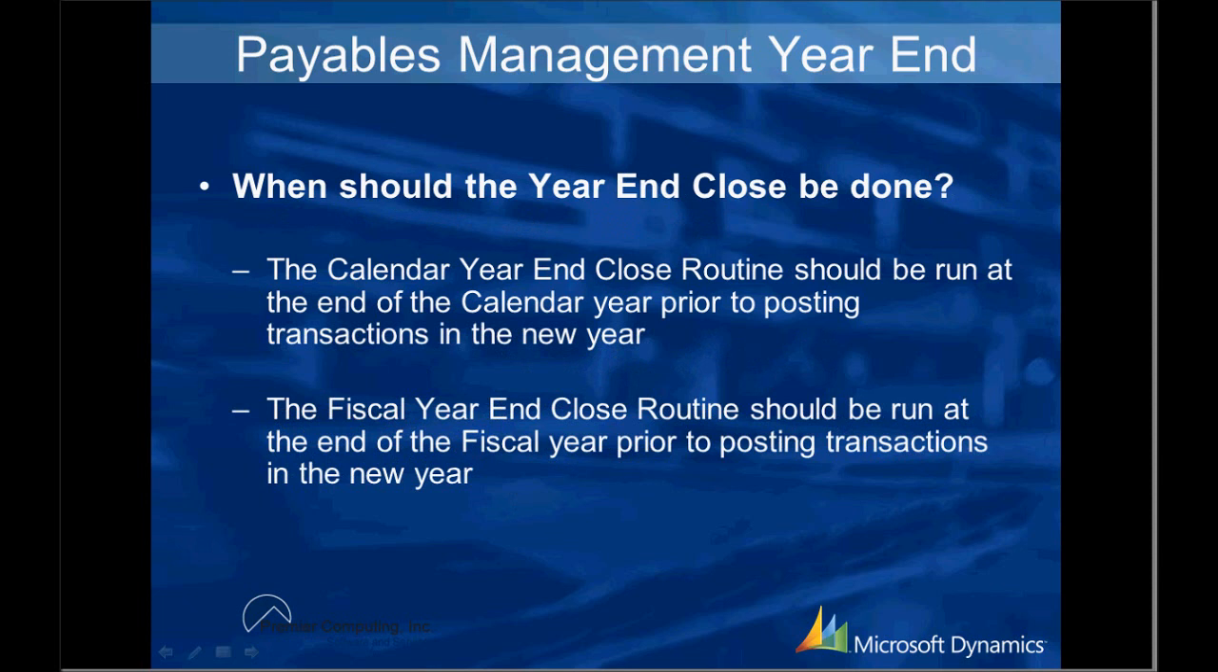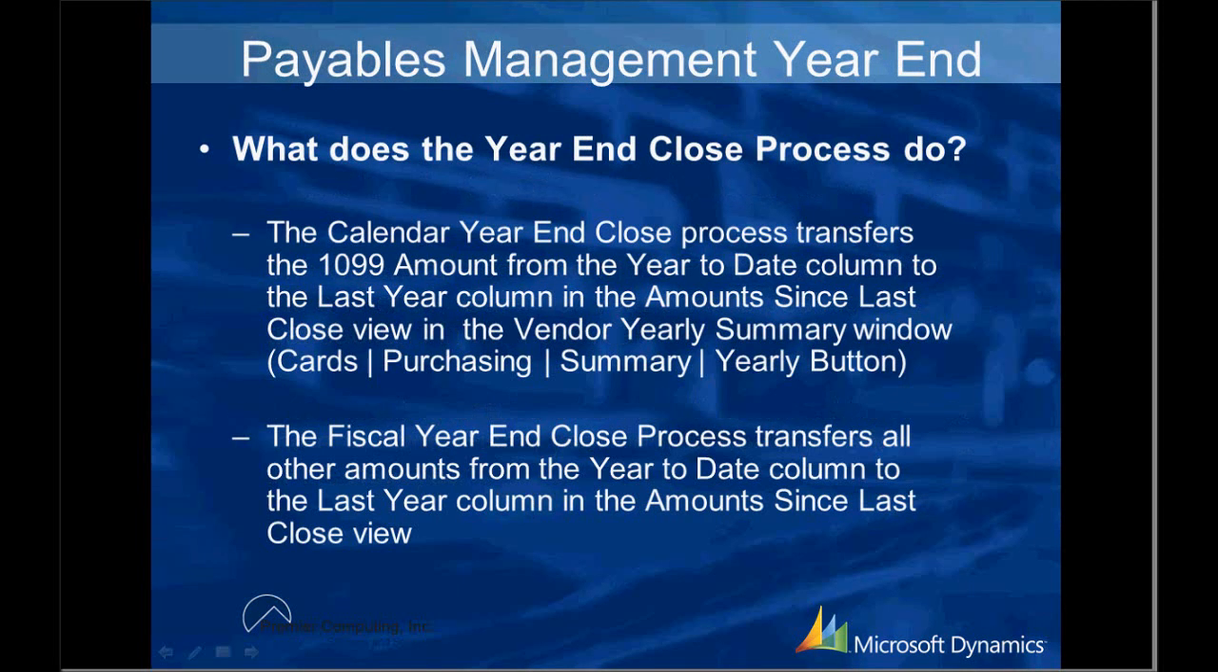So now we're going to move on to payables management. Again, we've got a calendar year close routine to run, and we've got a fiscal year close. The calendar year close transfers 1099 information from the year-to-date column to the last year-to-date column, and the fiscal year close transfers all other information amounts from the year-to-date column to the last year column.